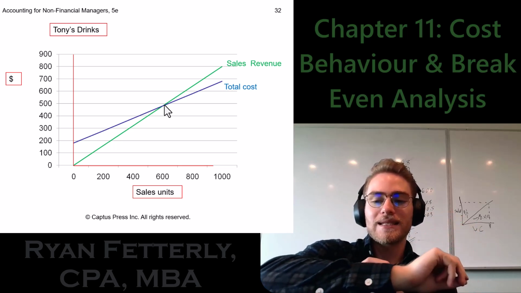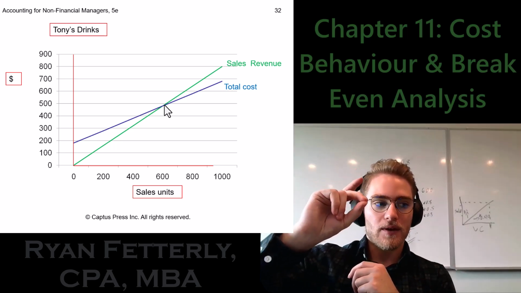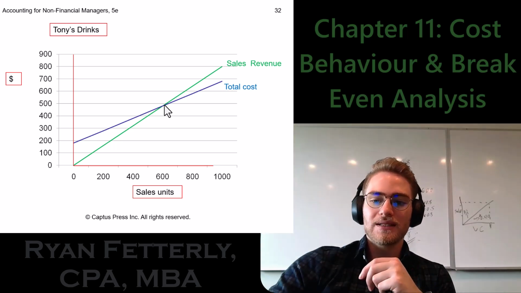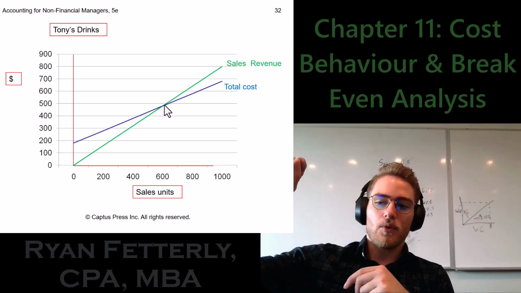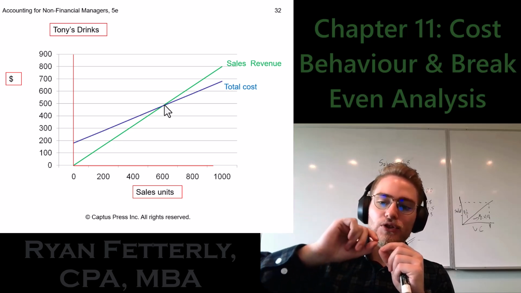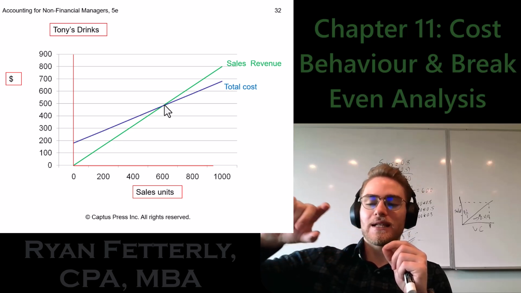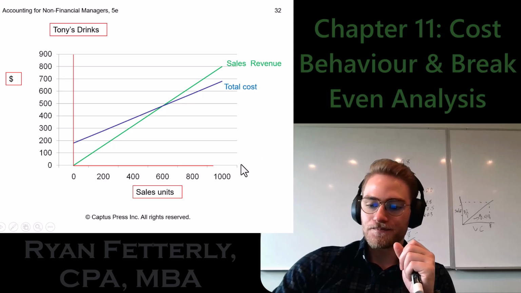And then we sell 600, right? 600 times 30 equals 180. Now we have $180 in contribution margin to wipe out our fixed cost of $180. That's where this crosses at the 600 units point, where the two lines cross. After that point, we see the sales revenue is higher than the total cost line. So the space between those two lines, as it gets bigger at higher sales units, is your profit.